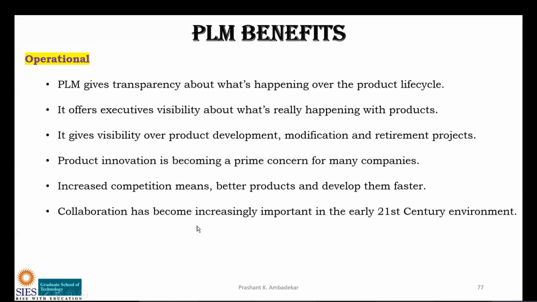This is the last slide, and the last point, that is the opportunities that we have already discussed. So these are the two topics: PLM opportunity, what are the globalized opportunities, and second is the benefits of PLM. And in this, we have also covered why PLM, what is the need of PLM.